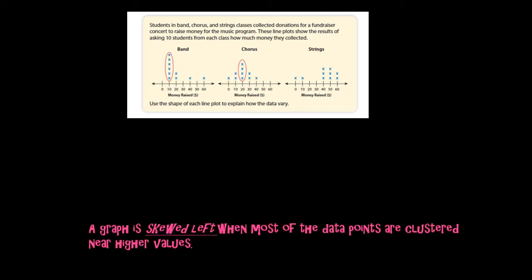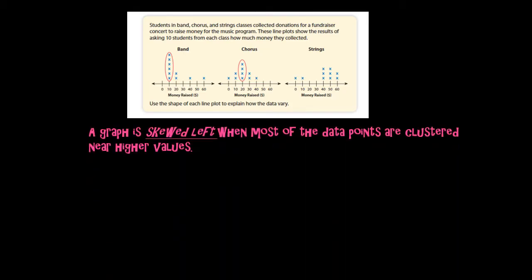It is essential to be able to discuss the line plots, bar graphs, all kinds of data collections based on terminology that is used. So a graph is skewed left when most of the data points are clustered near the higher values. So if I look at the three line plots, strings would be skewed left because most of the cluster is found in those higher ranges, 40, 50, and 60.